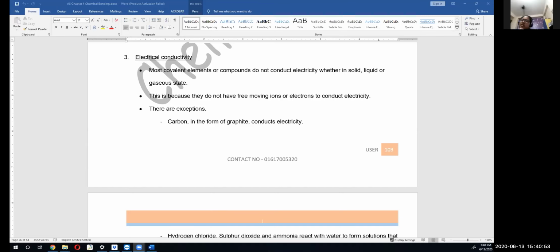Question. When writing about why covalent simple molecular structures are soluble or insoluble in water or organic substances, do we have to mention electrical distortion? Electrical distortion means polarity. We have to mention that, right? Yes, yes. Thank you.